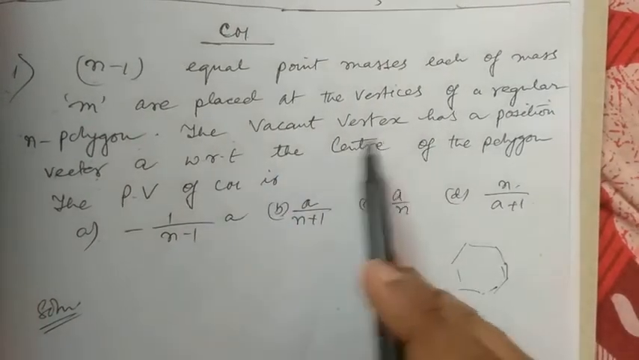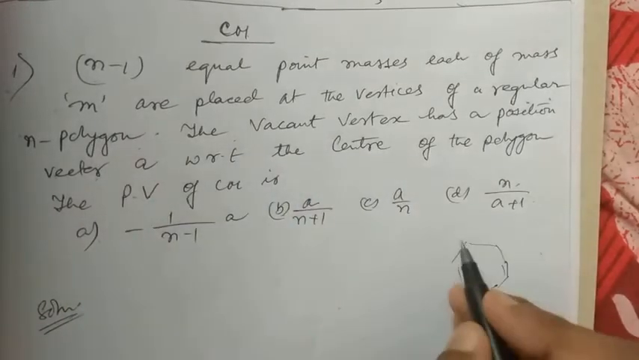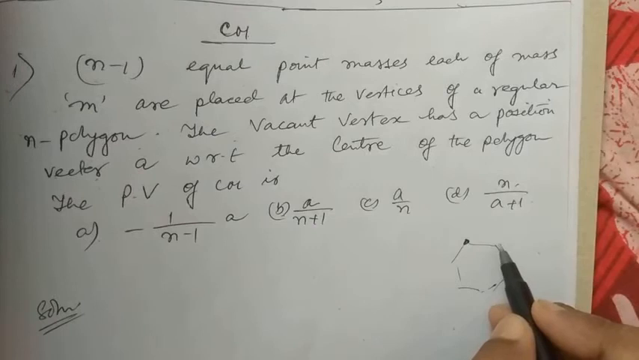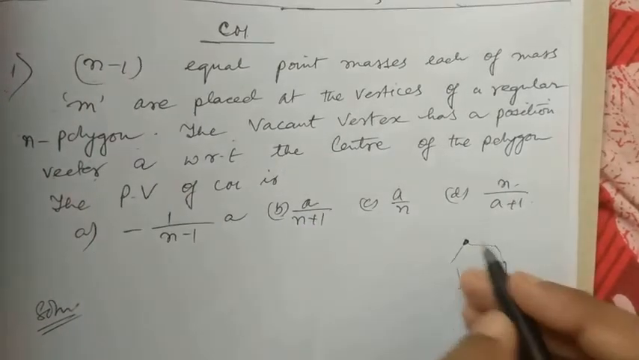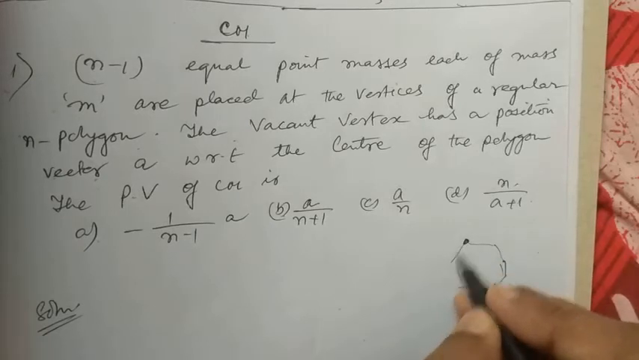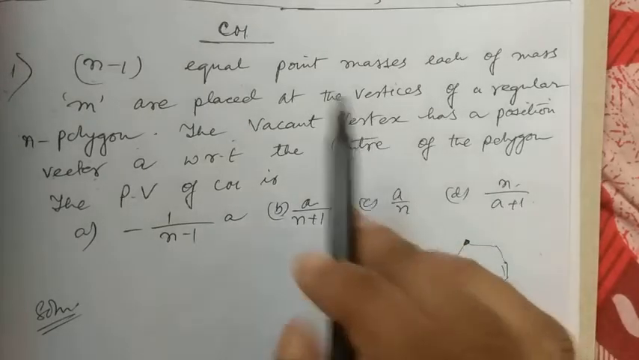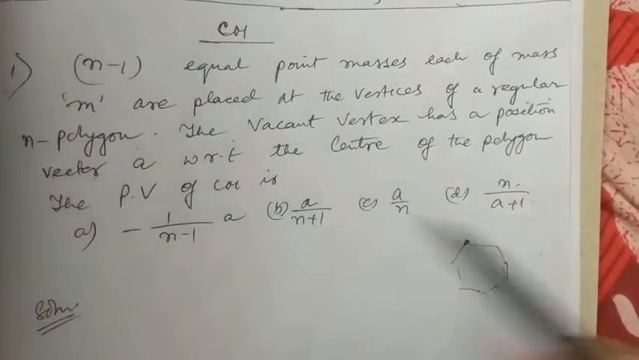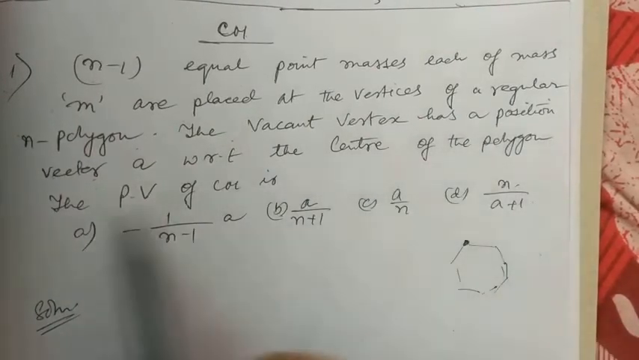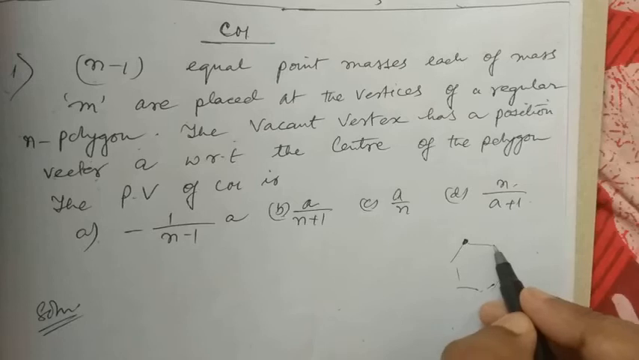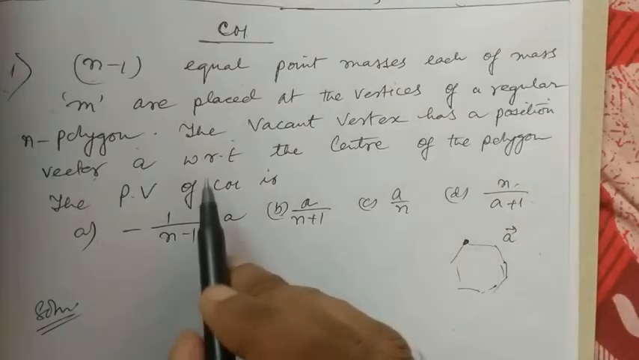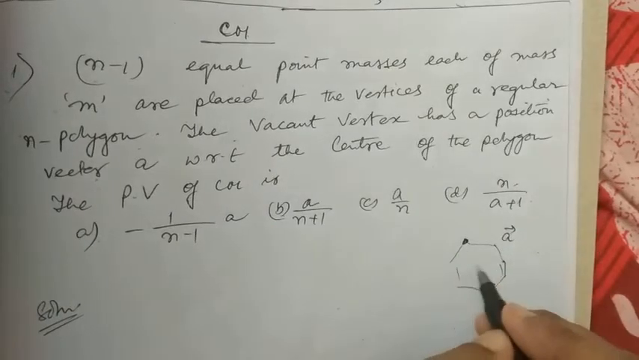The vacant vertex of which all the vertices have been... n-1. That means if there are 6 sides, that means 6 vertices, out of which 5 vertices are filled with a point mass small m and 1 vertex has been left vacant. The vacant vertex has a position vector a. Suppose this is the vacant one, so this has the position vector a with respect to the center of the polygon. This is the center of the polygon.